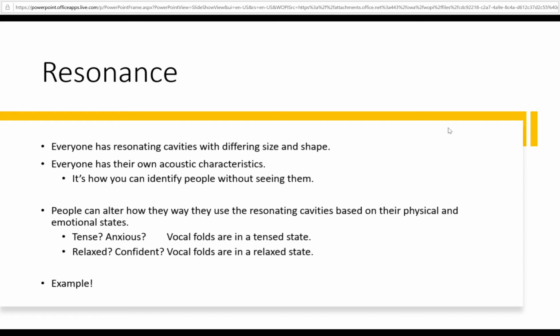And the same is true with other things. So if you feel relaxed or if you feel confident, then your vocal folds are also in a relaxed state. And we've associated that sound to be with the emotional state of being relaxed and confident.